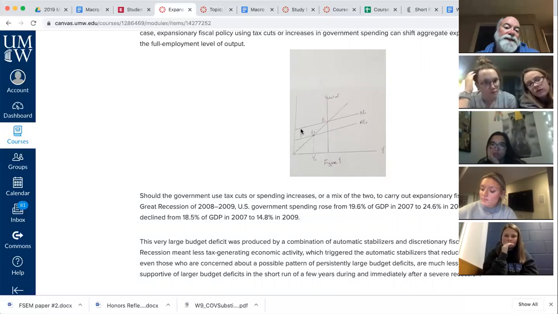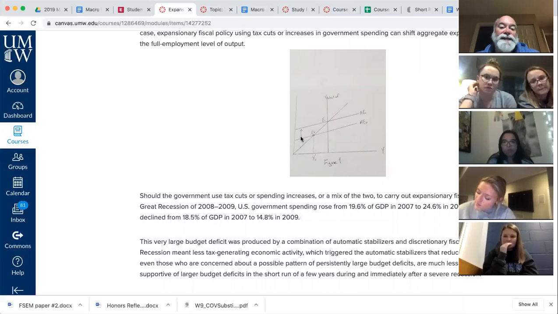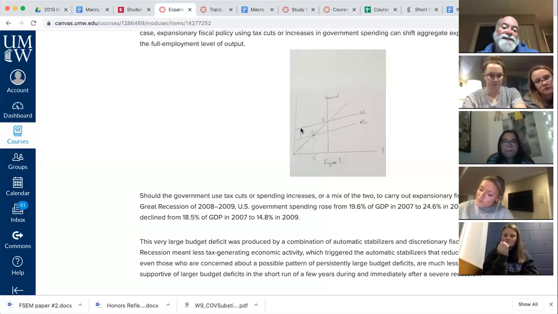Or alternatively, they could cut corporate tax rates. If they cut corporate tax rates, that would make investment look more attractive. And so we would see an increase in investment spending, which again would shift aggregate expenditure up. So all three of those things are possible.